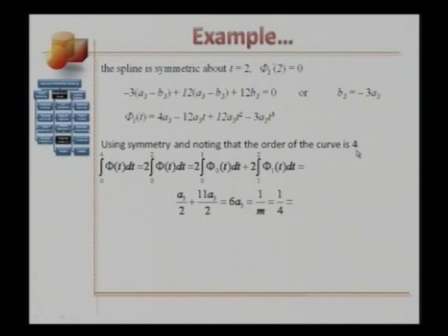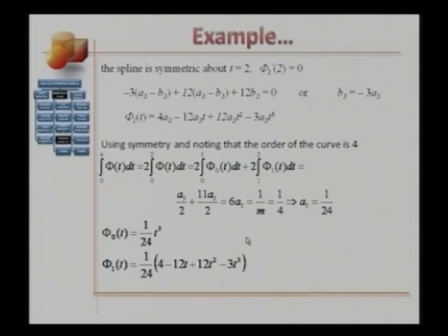Cubic, polynomial, composite, continuous, piecewise, many terms. Confusing. Okay. So a3 will be 1 over 24. We can substitute for a3 in phi 0 to get phi 0 of t is equal to 1 over 24 times t cubed, and phi 1 of t equals 1 over 24 times (4 minus 12 times t plus 12 times t squared minus 3 times t cubed).